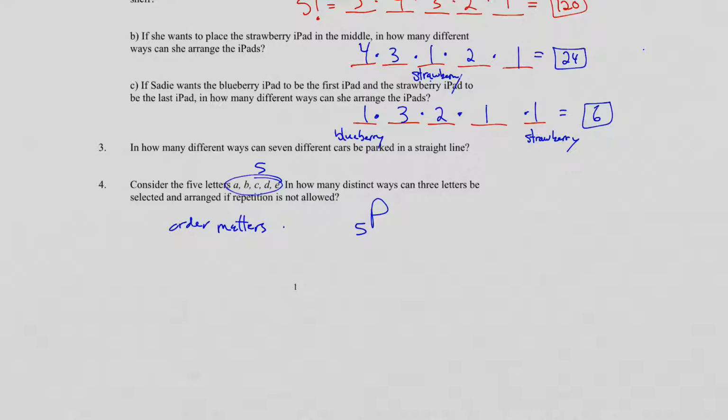And you're only going to choose 3. So we're not using all 5, so it's not 5 factorial. It's just use the first 3 numbers of the 5 factorial. Great. 5, 4, and 3. Those are the first 3 numbers of 5 factorial. Okay? It's not necessary to do the whole formula. You can if you want. 20 times 3 is 60.